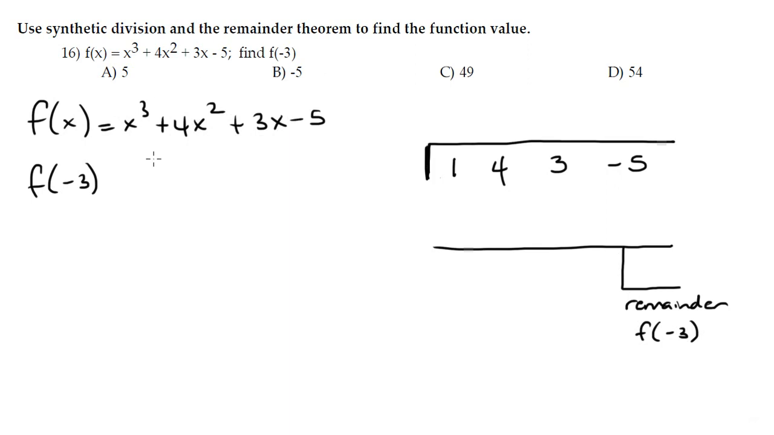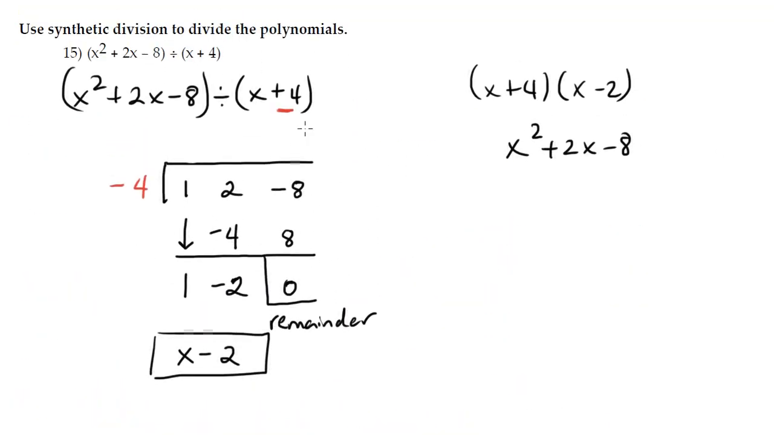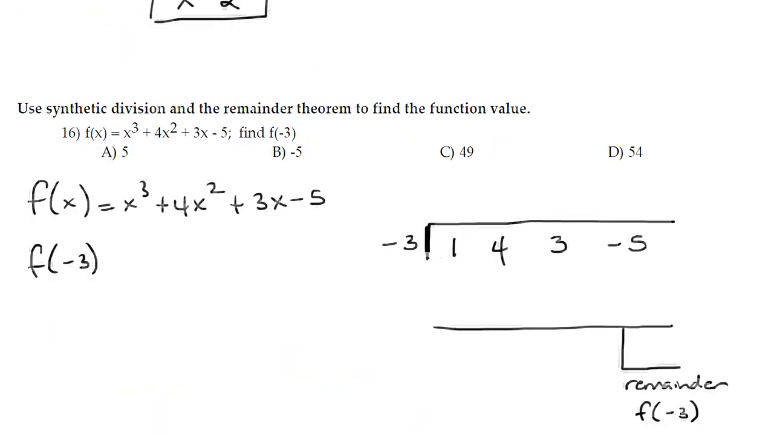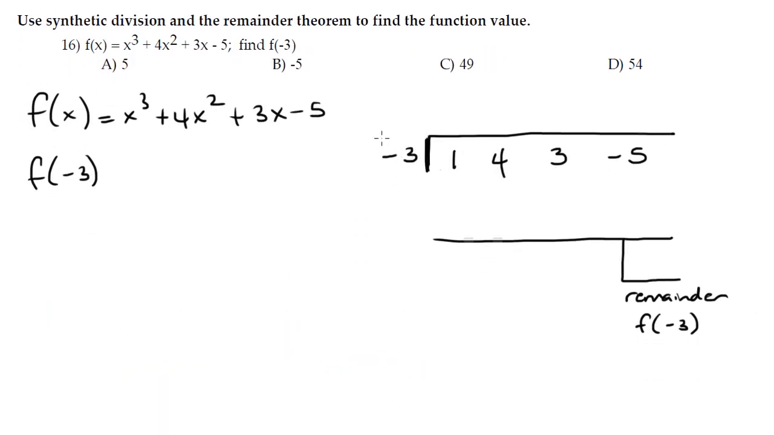If I'm attempting to evaluate a function at a value, use synthetic division. What do I use out here? Same number, use -3. Don't change the sign for these. You only change the sign if I'm using x plus 4, x minus 4, what have you. But if I'm evaluating at a value, use that same sign. Divide using synthetic division, and that remainder is the function value. That's what it says.